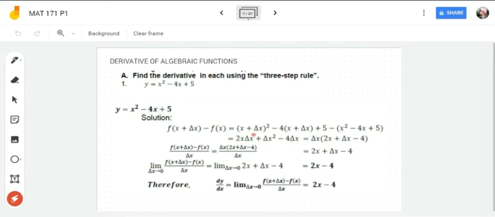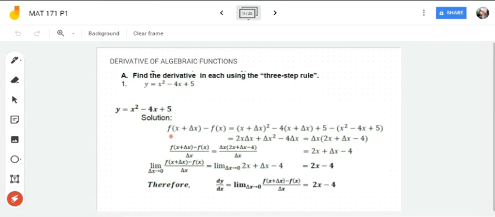And then if you get the common factor, which is delta x, we will be putting it here. So delta x times quantity 2x plus delta x minus 4. So the function of x plus delta x minus the function of x is equal to delta x quantity 2x plus delta x minus 4.